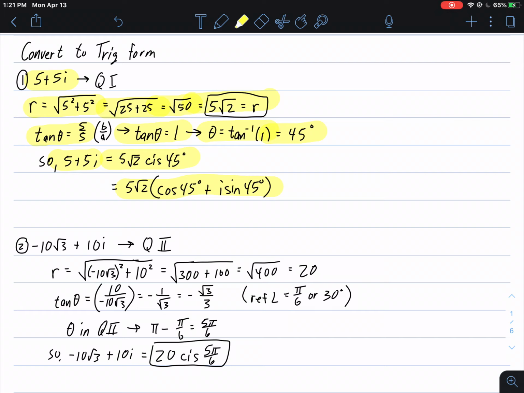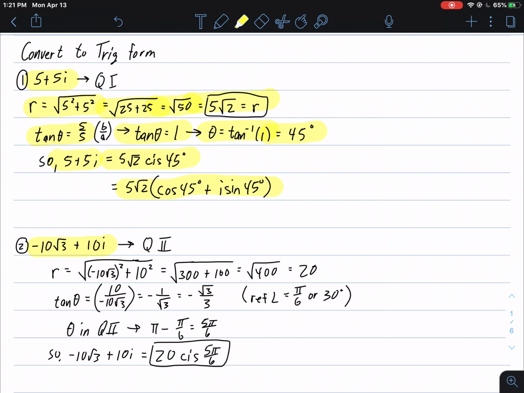Number 2, I've got negative 10 square roots of 3 plus 10i. Right, so our a value is negative 10 square roots of 3. Our b is positive 10. So a is negative, b is positive. That puts us in quadrant 2. Okay. x is negative, y is positive. Now r, again, is always positive, so there's never any question about that.